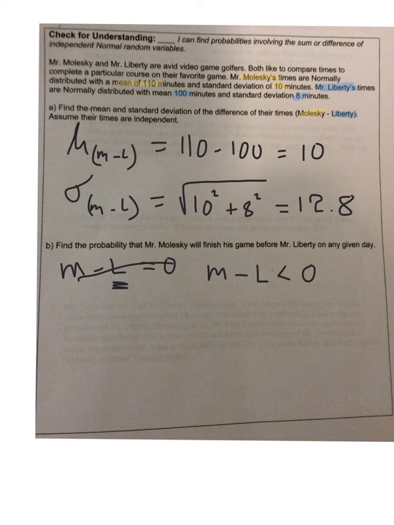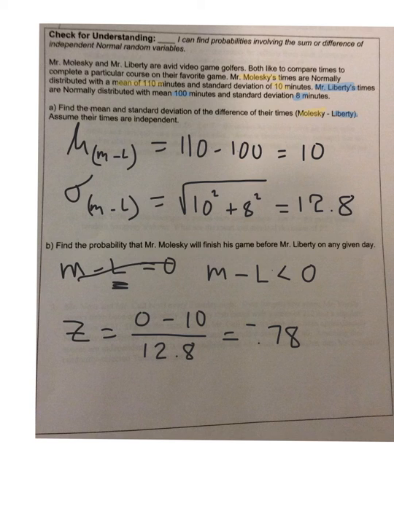Well, z-score, here we go. The number that we're interested in is 0 minus the mean, which is 10, divided by the standard deviation, which is 12.8. Let's see what that z-score is. And I get a z-score of negative 0.78125. Let's just do negative 0.78. So negative 0.78. What do I do with that?